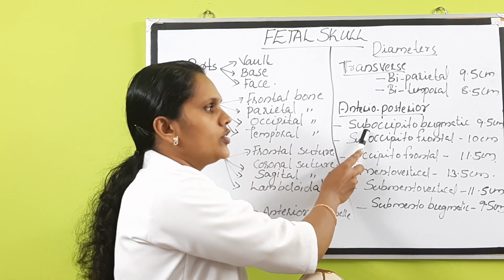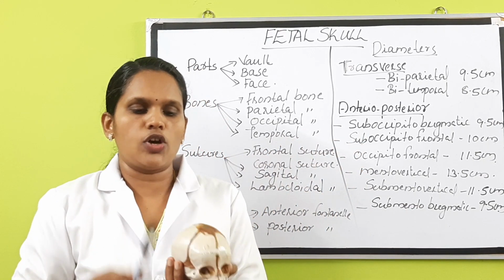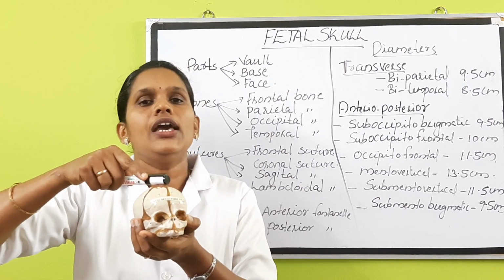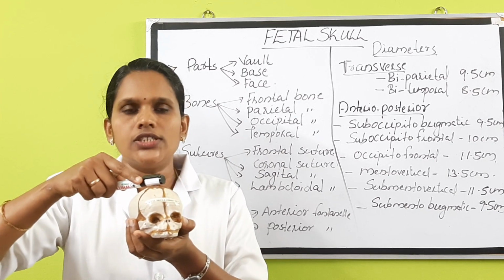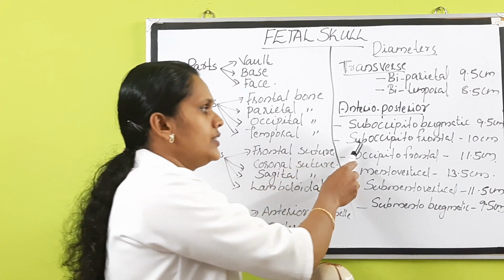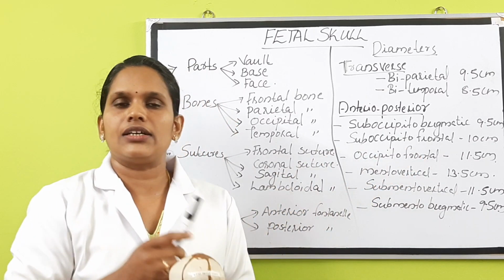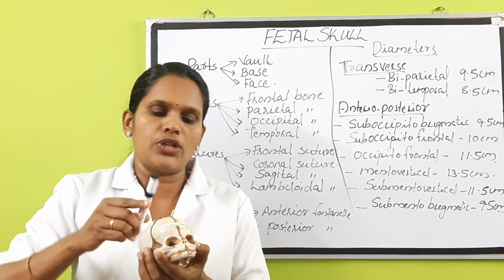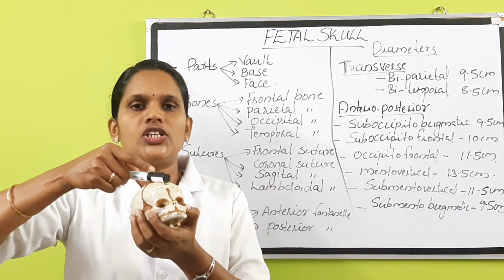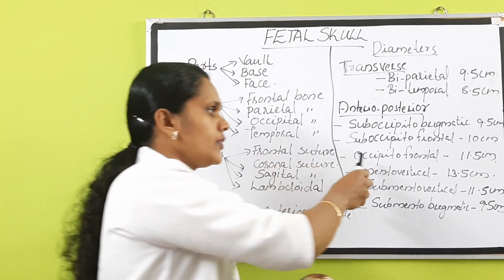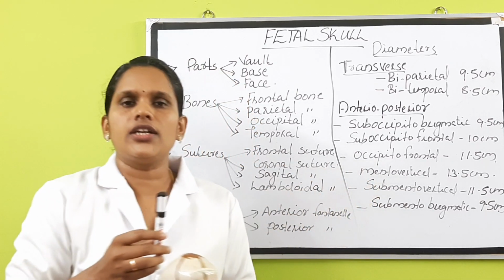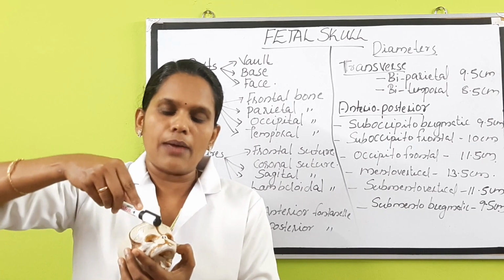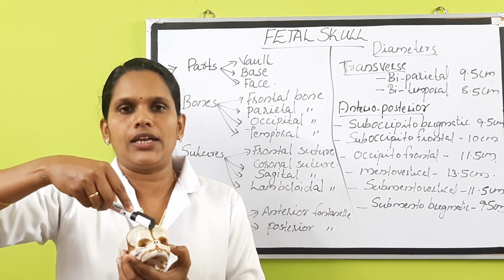Then the anterior posterior diameters. The first is the suboccipitobregmatic diameter, which measures from the suboccipital region to the center of the bregma or anterior fontanelle, 9.5 centimeters. The second is the suboccipitofrontal diameter, from the suboccipital region to the center of the frontal suture, 10 centimeters. The next is the occipitofrontal diameter, from the occipital protuberance to the glabellar region, 11.5 centimeters.